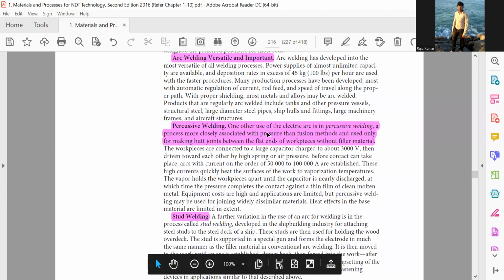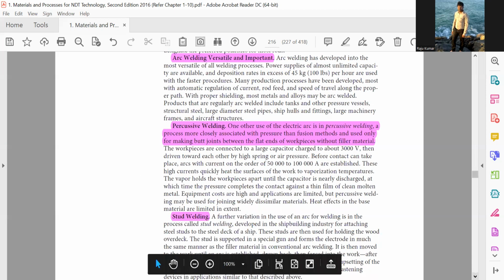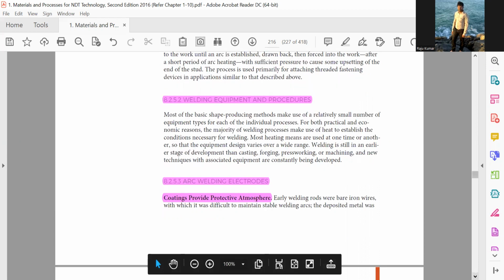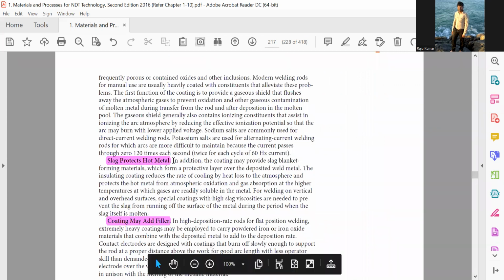Percussive welding. One other use of the electric arc is percussive welding, a process more closely associated with pressure than fusion methods, and used only for making butt joints between the flat ends of workpieces without filler metal. Then stud welding. We will go through it because the book is there. Welding equipment and procedures. For arc welding electrodes, the coating provides a protective atmosphere or sometimes alloys. Slag protects hot metal. The coating may add filler.